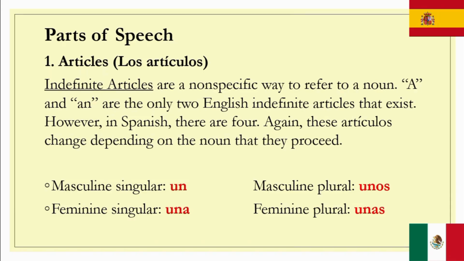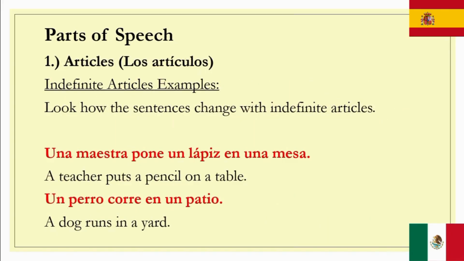So masculine singular for indefinite will be un. Feminine singular will be una. Masculine plural will be unos, and feminine plural will be unas. Let's use this in a sentence, the same context, and look at how the sentences change with indefinite articles. A teacher puts a pencil on a table. Una maestra pone un lápiz en una mesa.